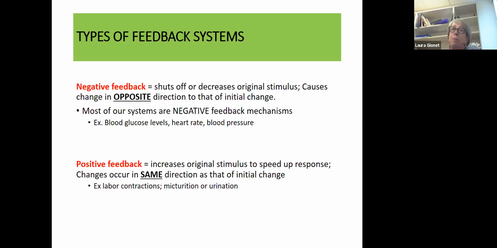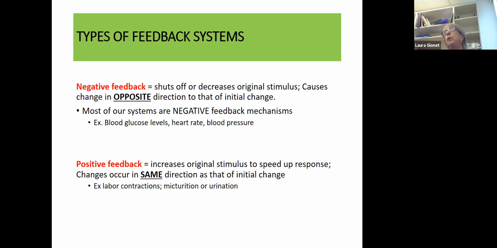A positive feedback mechanism means we increase the original stimulus to speed up a response. So it's sort of like a snowballing effect. The change occurs in the same direction as that of the initial change. So examples of that are labor contractions. If a woman is pregnant and she needs to deliver this baby, the muscles in the uterus are not going to have one little contraction and go, okay, am I done? Well, no, you have to contract and contract until that fetus is expelled from the body.